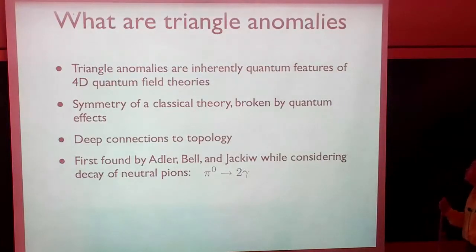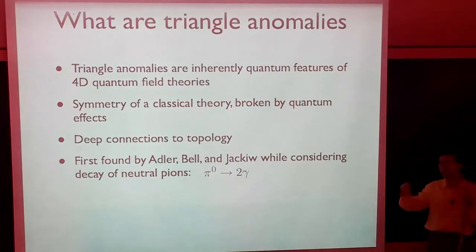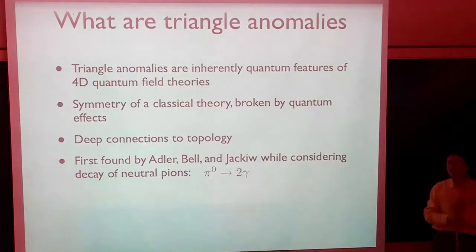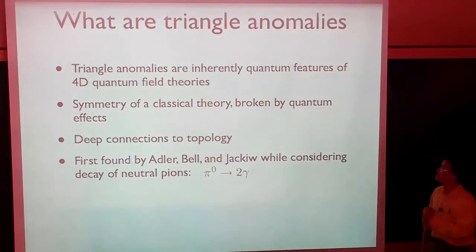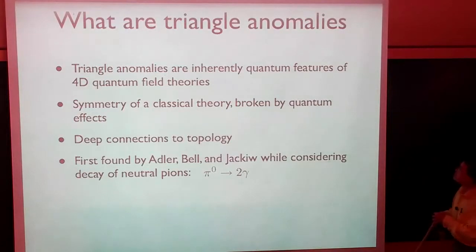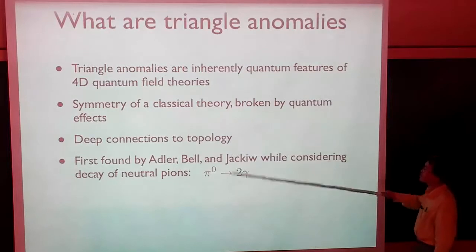One can have a situation where the classical theory has a symmetry, but the symmetry is broken by quantum effects, which can be seen in different ways. One can, for example, compute this triangle loop graph and see that we cannot make all the currents participating in the correlation function conserved. Or one can think about the measure of the path integral. One cannot make this measure invariant under all the classical symmetries. This has been a very fruitful direction to think, and it reveals deep connections between physics and topology.